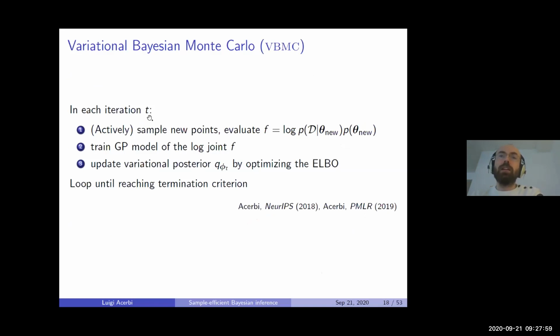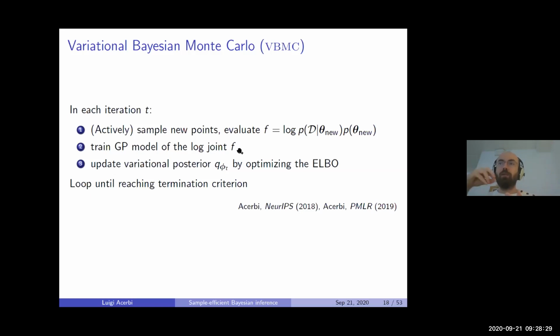At each iteration, what you do is you sample new points. At the beginning, you probably draw them randomly or according to some prior. But after the first points, at the next iteration, you actively sample them in a smart way by choosing points that give information that you lack, for example, to improve your knowledge of the ELBO and to get a better approximation of the true posterior.